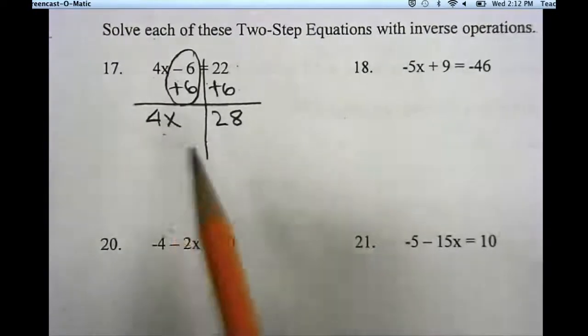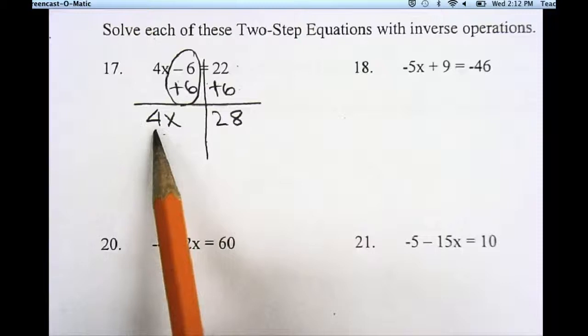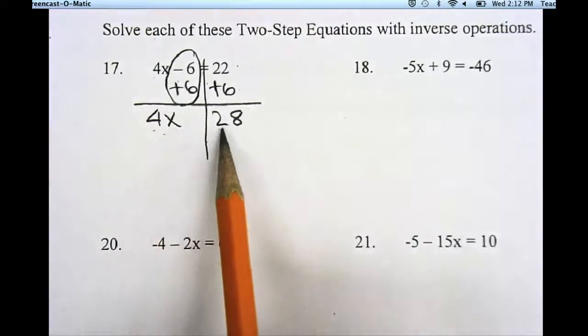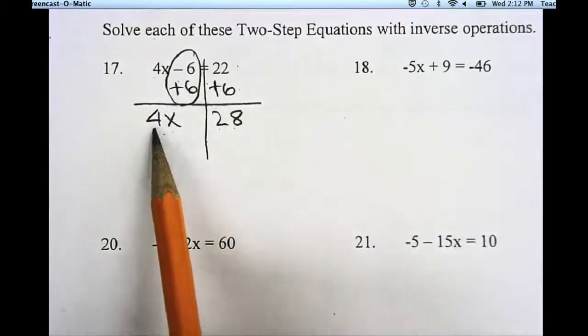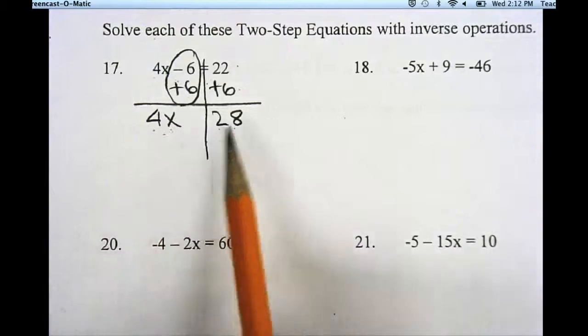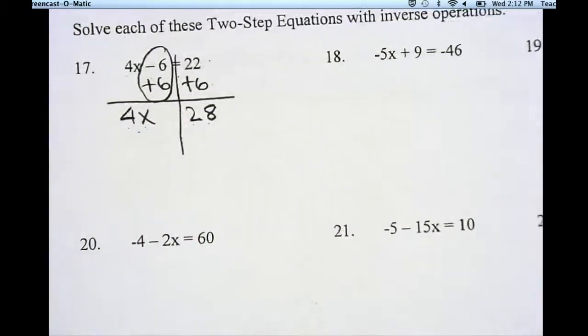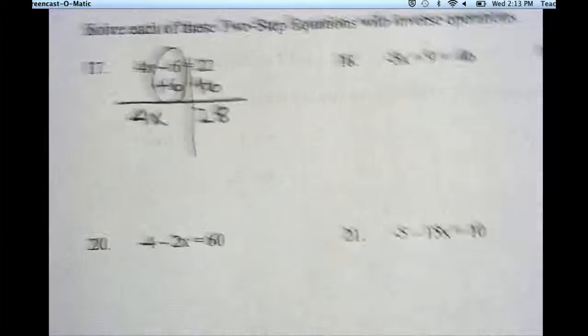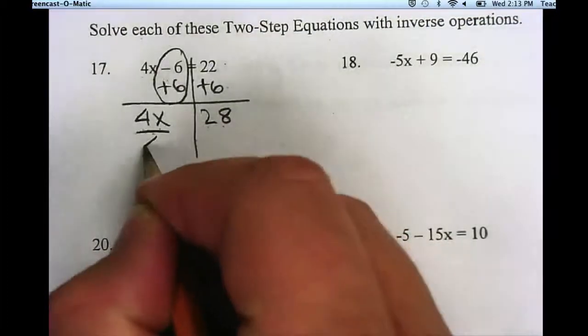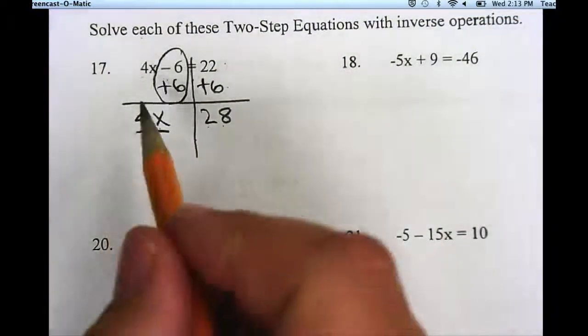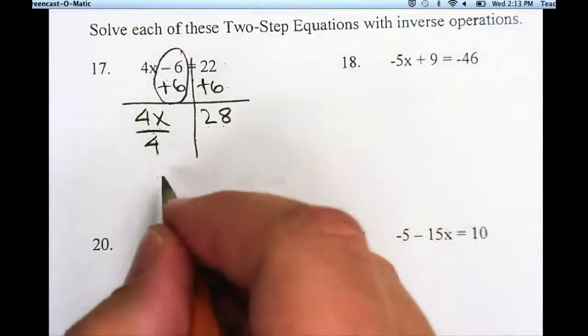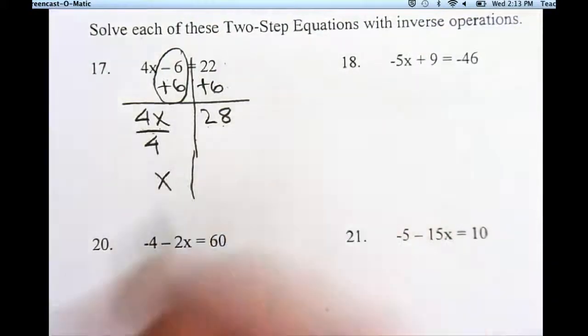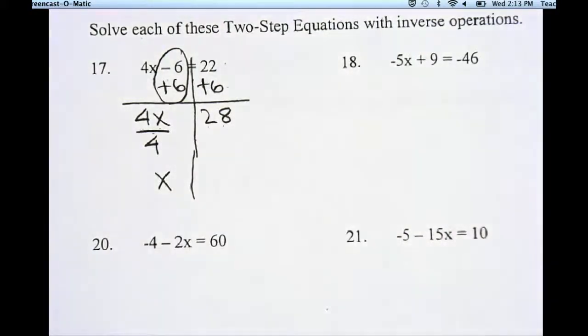Now what I have is 4x, which means 4 times x, is equal to 28. X is a variable. 4 times the variable x is equal to 28. Now what I've got to do is undo multiplying x by 4. So what's the opposite of multiplying by 4? That's right, it's dividing by 4. So I divide that side by 4, and I get 4 divided by 4, which is 1. So I'm just left with the x over there. Ta-da! I've solved the left side of the equation.